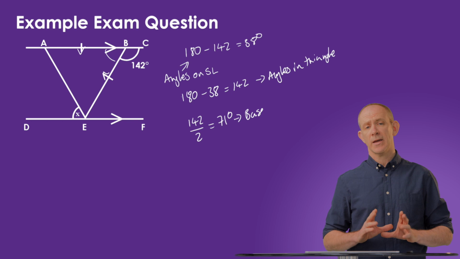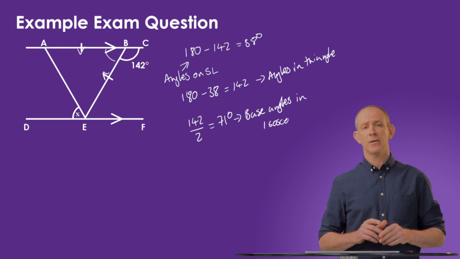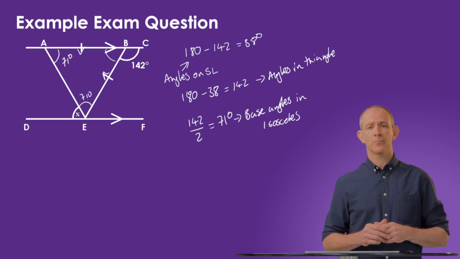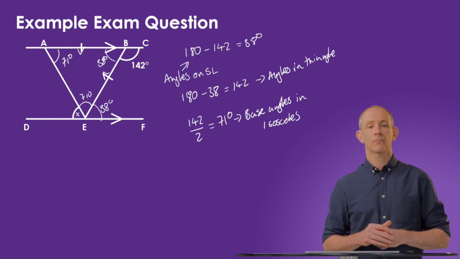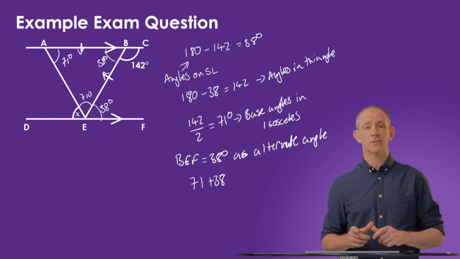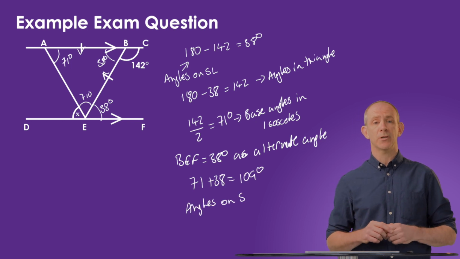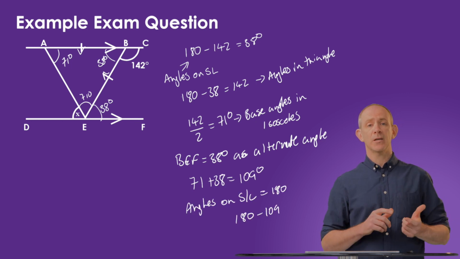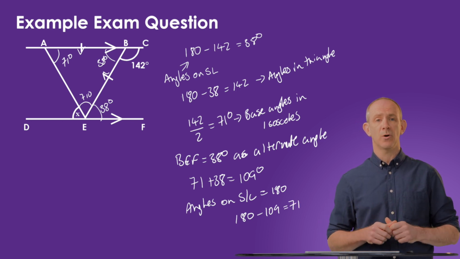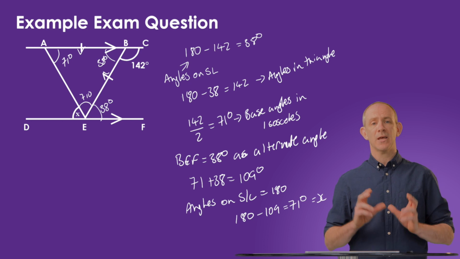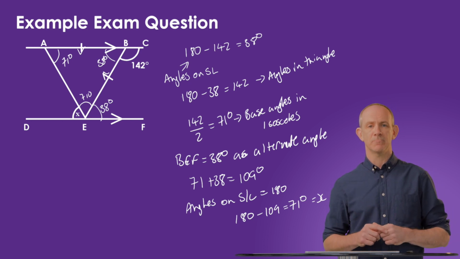Now we know that the angle at the bottom of this triangle is 71. The angle to the right-hand side of it, we can say is an alternate angle to the 38 above. So lastly, to find x, we know angles on a straight line equal 180. So we've got 180, take away 38 plus 71 will leave us with 71. And we can state that x equals 71 degrees.